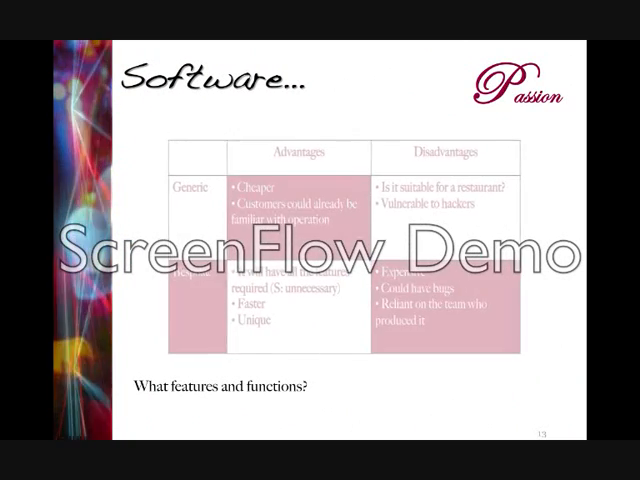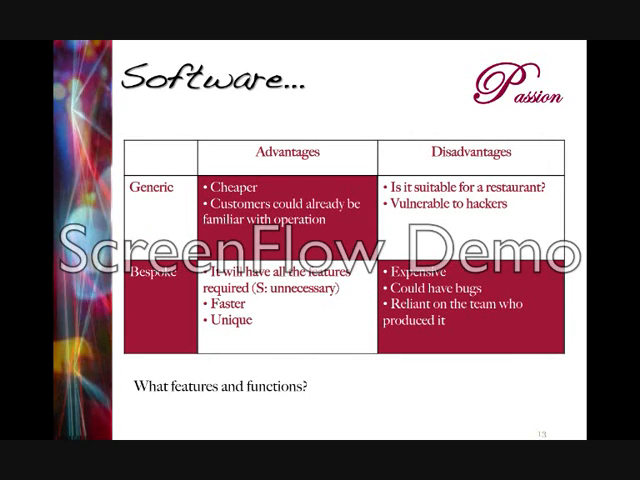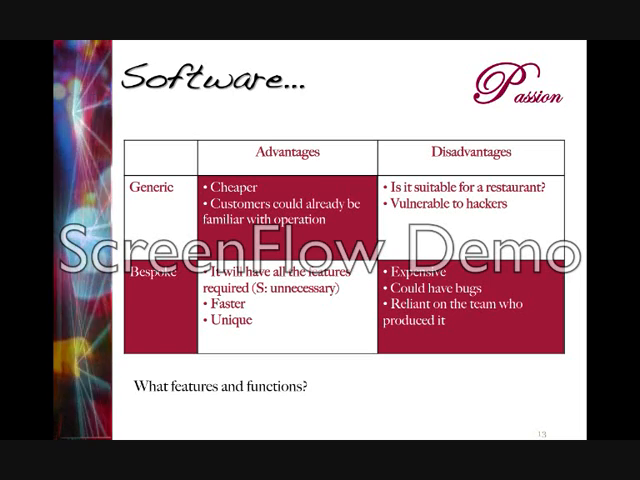Software. We have decided to use bespoke software for our system. This would allow Passion to have unique software which meets the exact system requirement specification. Bespoke software is much more flexible than packaged software, as you are able to modify and change the software over time as your requirements change.